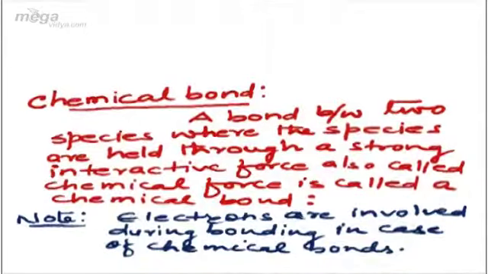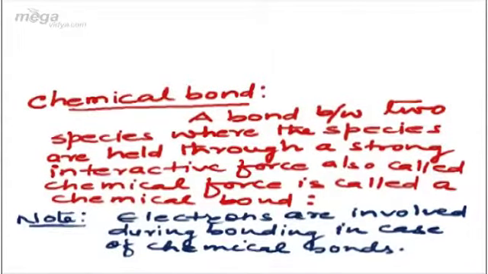Remember, a bond between two species where the species are held through a strong interactive force, also we call the force a chemical force, is called a chemical bond. So basically in case of a chemical bond, a strong force exists between the bonding species. And also remember that whenever we have a chemical bond between the species, there must be electronic involvement. So we have mentioned in the note that electrons are involved during bonding in case of chemical bonds.